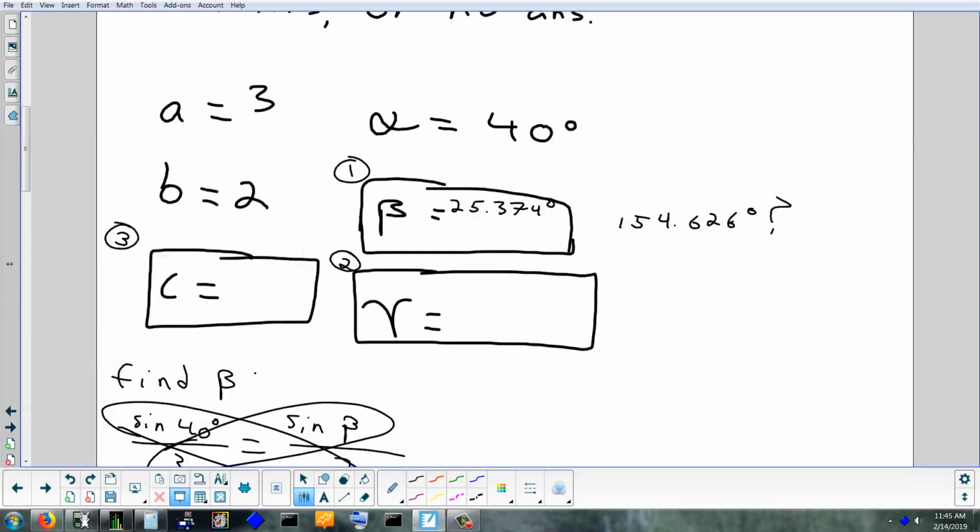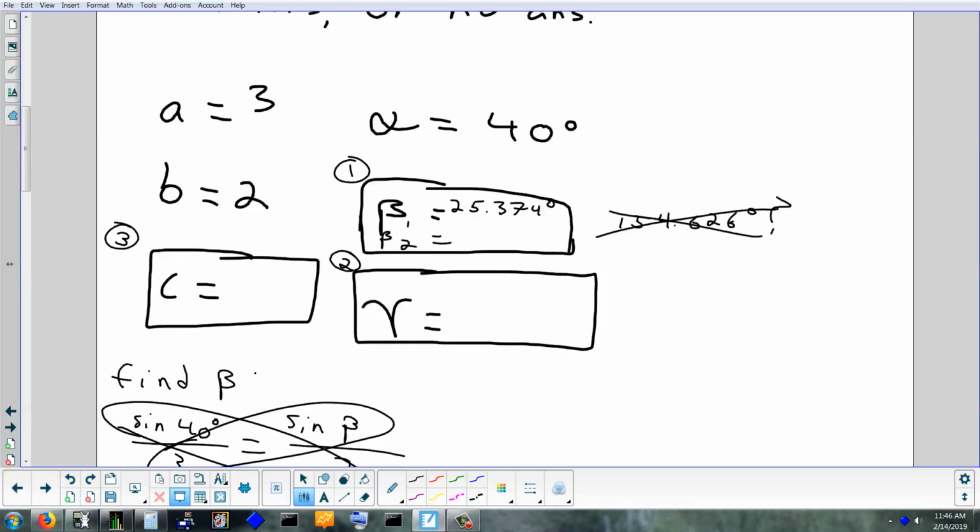So the question is, would this angle fit in the triangle with what was already given? No. You were already given a 40. Add 40 and 154, and that is 194. This angle is too big. This time, it came out too big. So if it comes out too big, you just cross it out. You don't use it. If it didn't come out too big, then what I would have done is something like this: beta 1 and beta 2. And I would have done both answers.